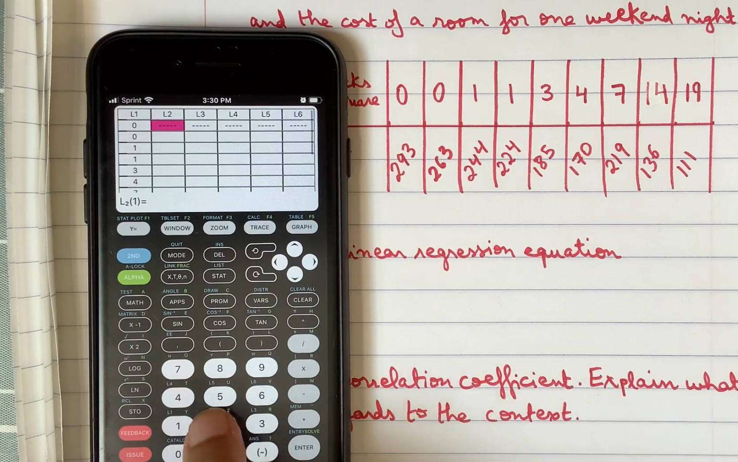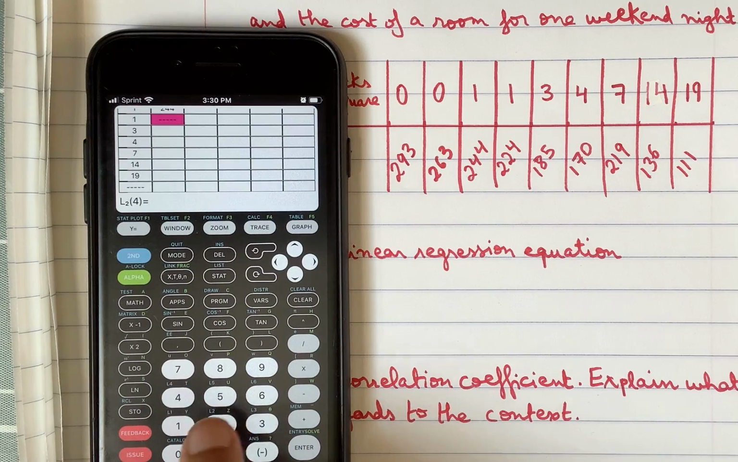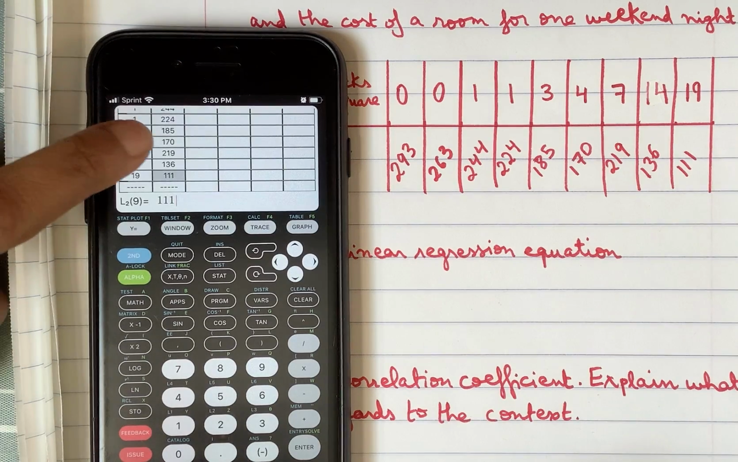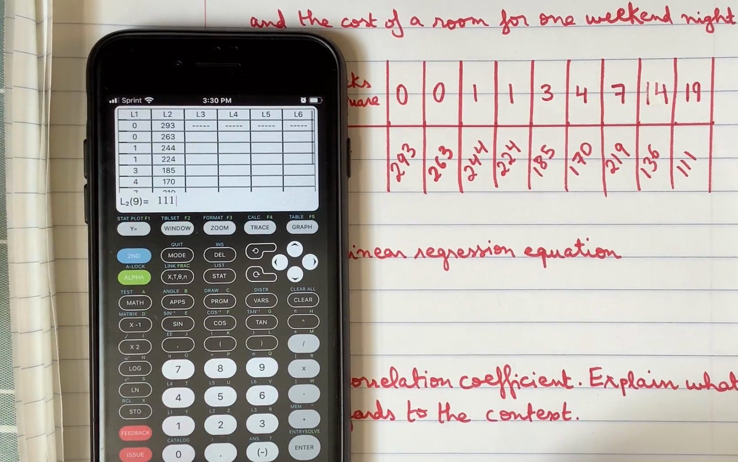L2 is 293, 263, 244, 224, 185, 170, 219, 136, and 111. Just make sure all your data is entered correctly so we get the accurate answer.